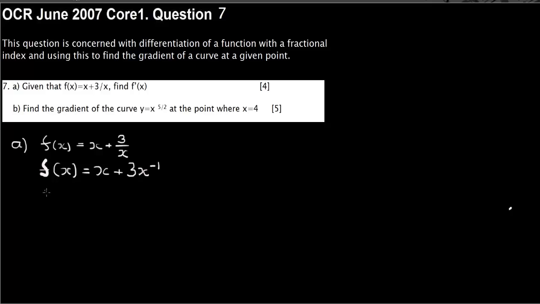So to differentiate that, for 4 marks, we go f dashed of x equals, differentiate x to the 1, bring the 1 down, so we've got 1 x to the 0, which is just 1, and then multiply the minus 1 by the plus 3, so we get minus 3x to the minus 1, knock 1 off the minus 1 to get minus 2, so it's 3x to the minus 2. So f dashed is 1 minus 3x to the minus 2.